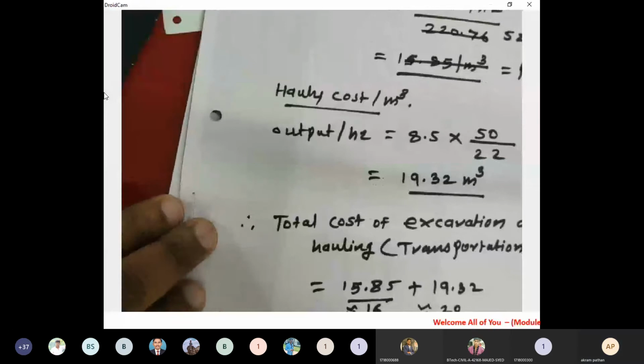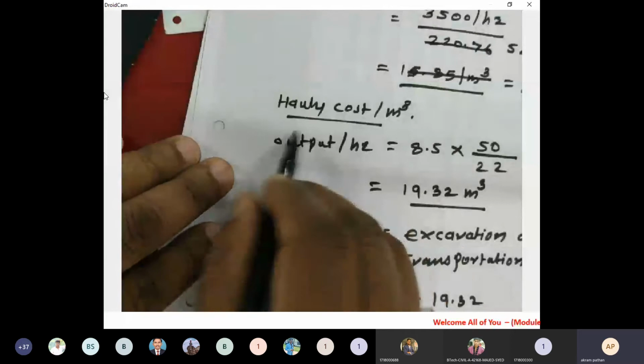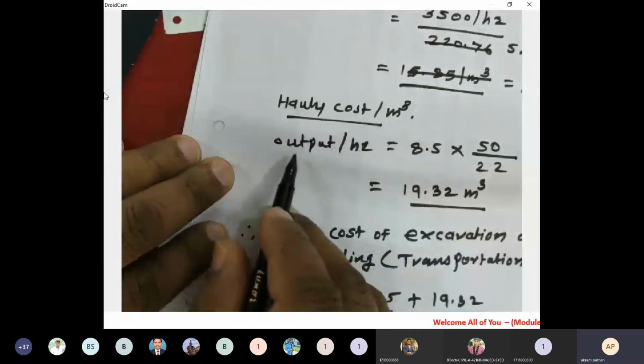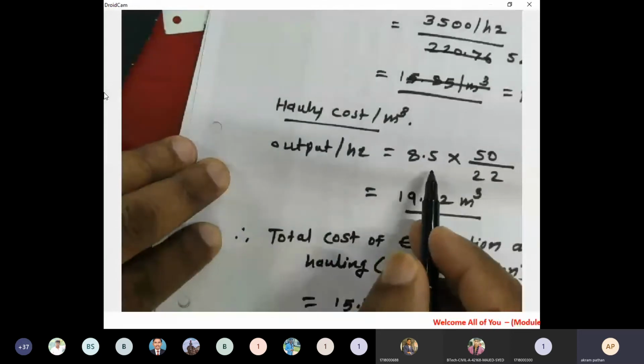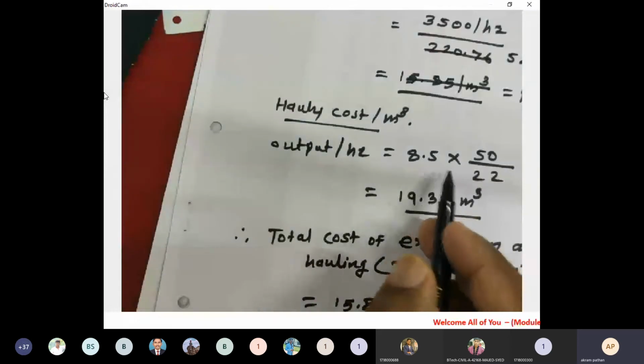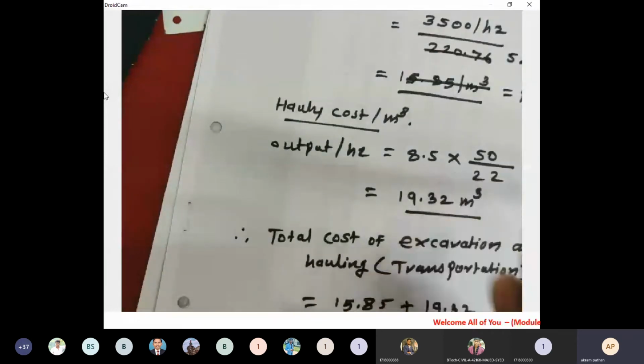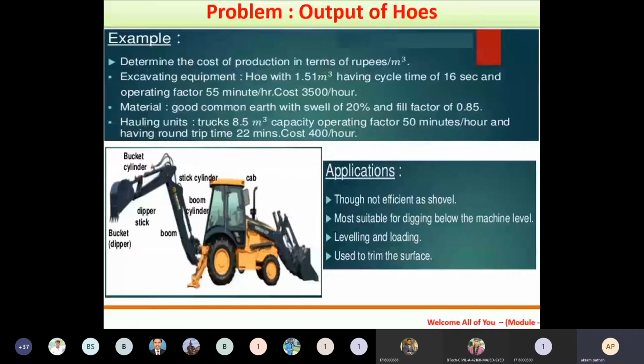Then we have to calculate again the hauling cost, meaning the transportation cost per meter cube. So output per hour: 8.5. What is this 8.5? The truck capacity is given as 8.5 into, again, what is this? 50 minutes per hour is the capacity operating factor. Divided by... Sir, it's 55, no? Capacity operating factor, how much? 50.